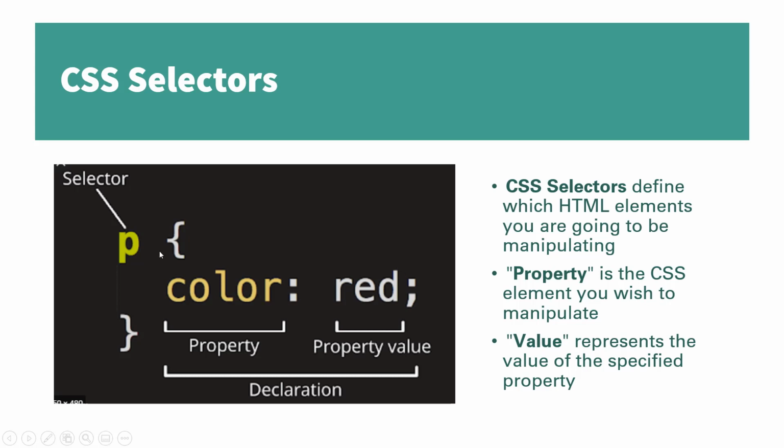So this is the syntax used in defining CSS. Color is a property, red is the property value, and then when you put them all together, it becomes the declaration. So this is the CSS declaration that makes a paragraph have a red color. Property is the CSS element you wish to manipulate, and value represents the value of the specified property. There are different CSS selectors. This selects the paragraph. There is also the class selector and the ID selector. So they also help you to select different aspects of your web page and apply styles to them.